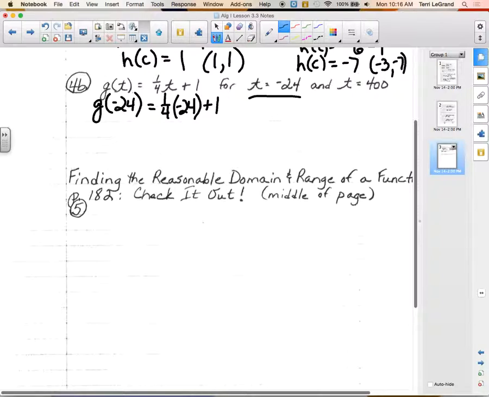Okay, so basically what we're doing is we're taking a positive 1/4 times a negative. First of all, what's that? A positive or a negative? A negative. And what's 1/4 of 24? 6. So we have -6 plus 1. So g of -24, we're getting closer. g of -24 is what? -5. So what ordered pair do we have this time?